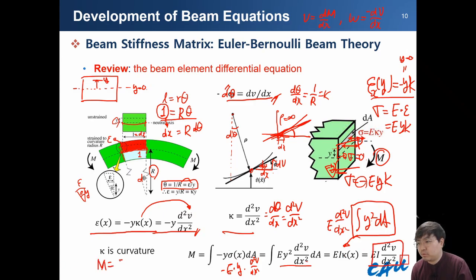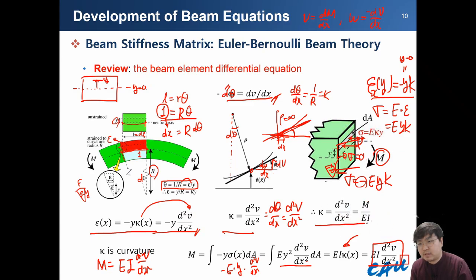Finally, we reach this relation: the moment is proportional to Young's modulus, the moment of inertia and the curvature. This is the basics of Euler beam theory. So please do not forget these final relationships.